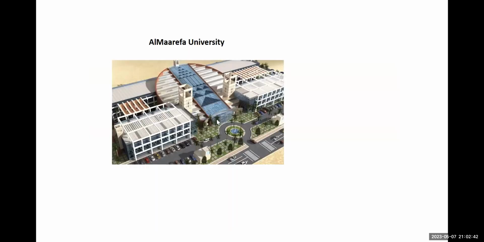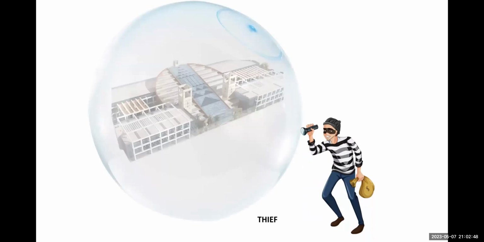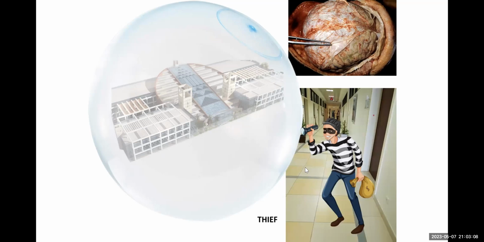See, this is our university. If we make a bubble all around this university like this, nobody can enter the university. So the university is protected. So is the brain protected like this? Or, you see, this is a thief, and there is no bubble around the university. It's just that these meninges could be this big bubble. Or, in this case, this thief is inside the university, but all the doors are locked.